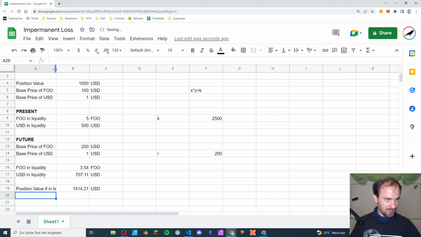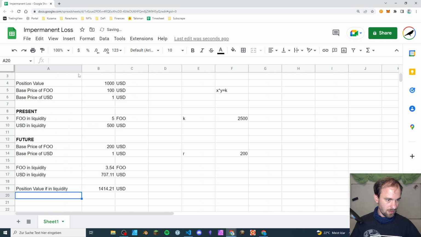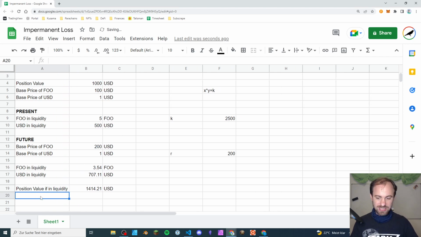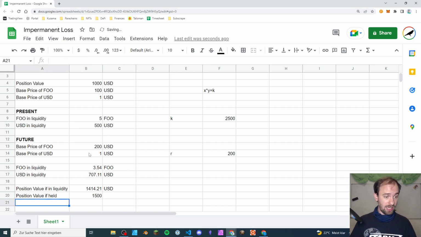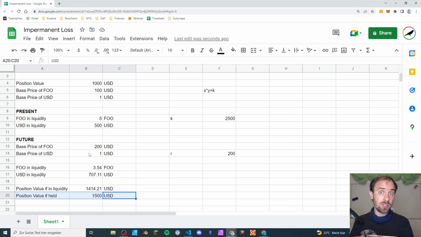We are expanding this a little bit. And now we say, what is the position value if held, if we just held the tokens? And this is fairly easy. We can just take the past number of tokens we had in 1 times the current value plus the number of tokens previously times the current value, right? So if we just held them, they would be worth what they're worth now. And what we arrive at is $1,500. So if we just held the tokens, our position would now be worth $1,500.